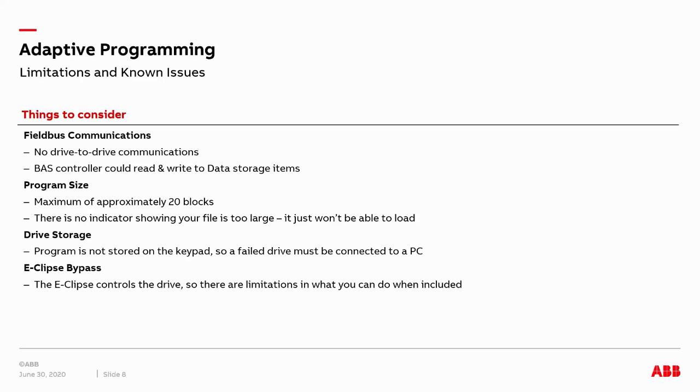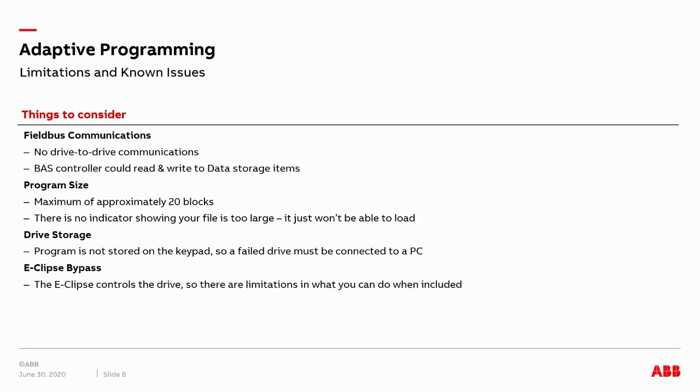Program size, this one's a little funky. Maximum of approximately 20 blocks. This limitation is within the ACS880 drive, not so much on the 580 series of product. A lot of this really breaks down to each of those function blocks, as you stick them into the program, requiring a certain amount of storage size within the program. And within the 880 series, a lot of that memory is taken up for the programming for the drive. The 580s have a lot more capability for you to program additional features into it, but this is where it gets a little tricky. There is no indicator showing you if the file size is too large. It just won't load into the drive.